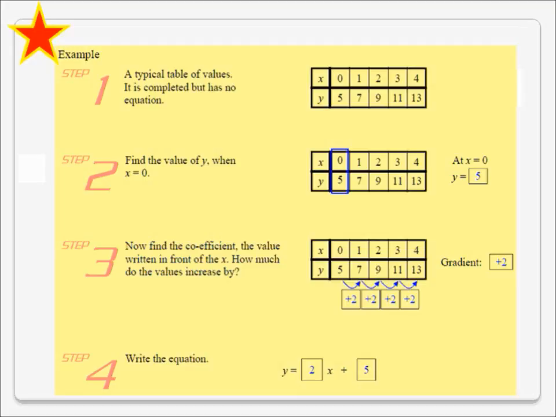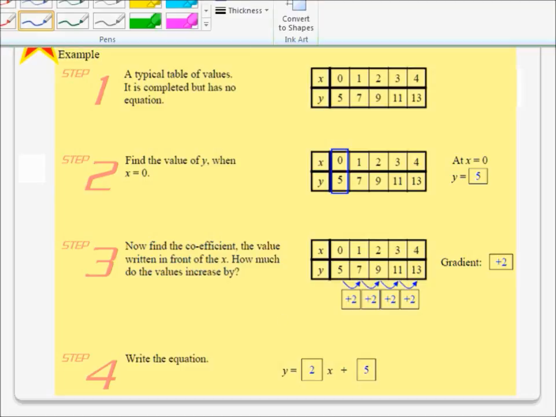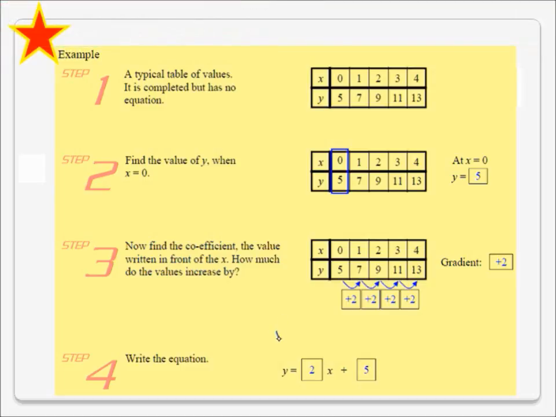Now when we go to write the rule, we have y equals mx plus c. So I'll just write that down. Y equals mx plus c. Well, the m part is the gradient, and therefore that positive 2 goes into that box. The c part is the y-intercept, or the constant. It goes into the second box. And now I have my rule. Y equals 2x plus 5.